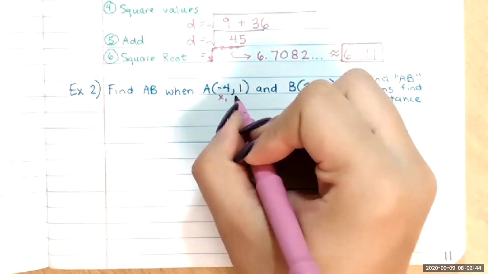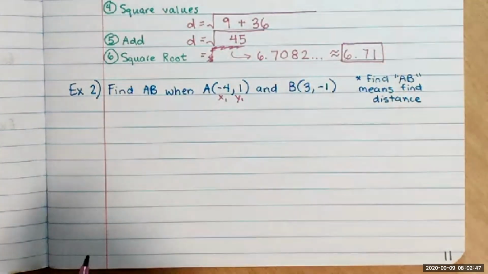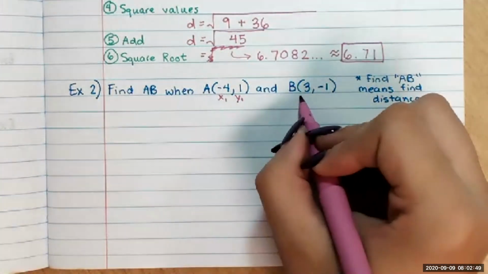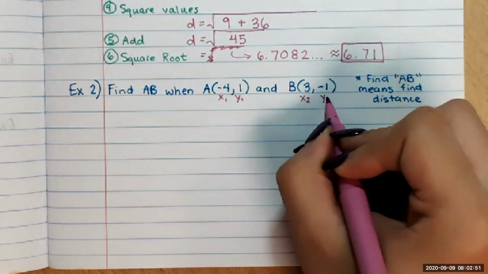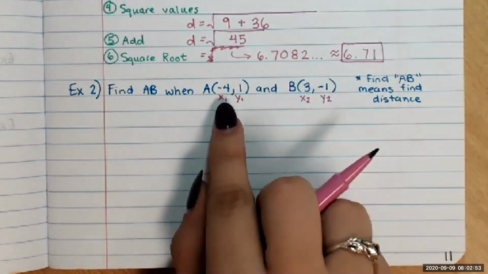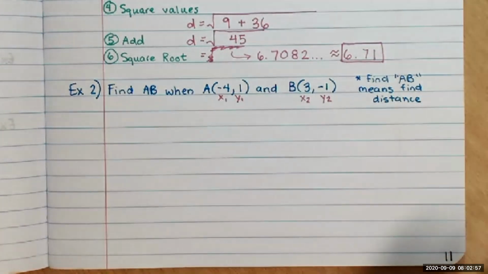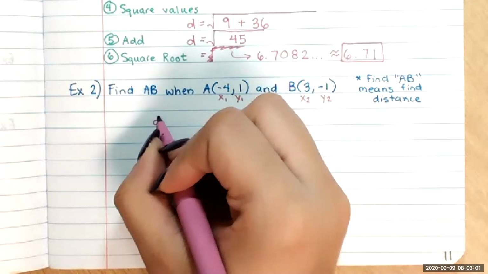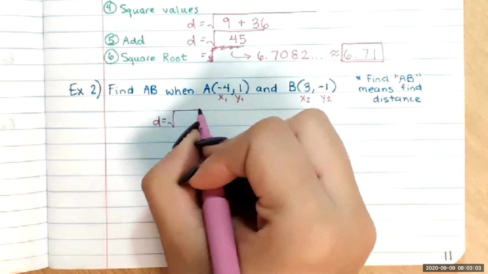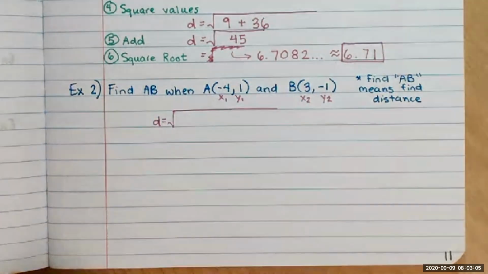I'll make this x1, y1. B is the second, x2, y2. Remember, your 1s are together and your 2s are together originally. That only changes when it's in the formula. So I'm going to write out my formula and substitute in.